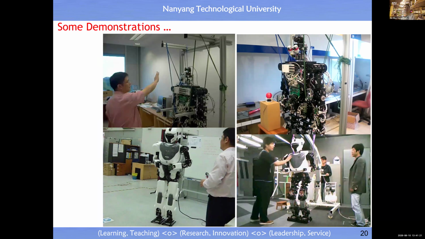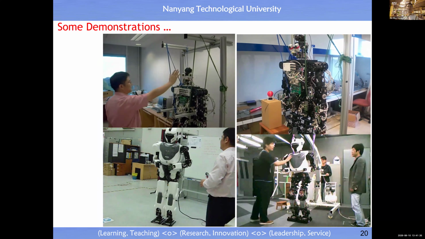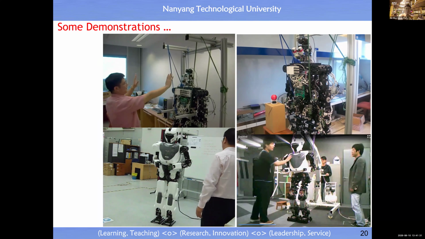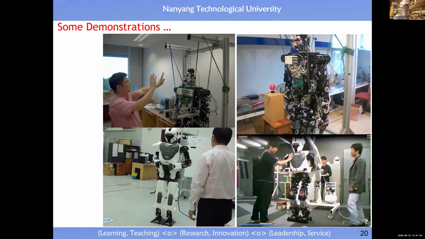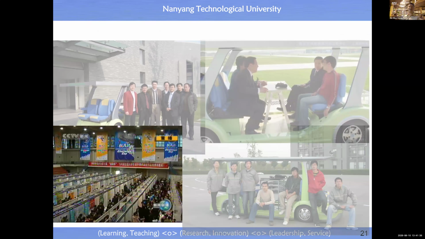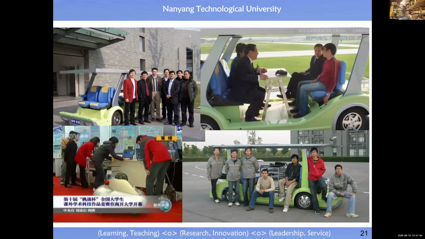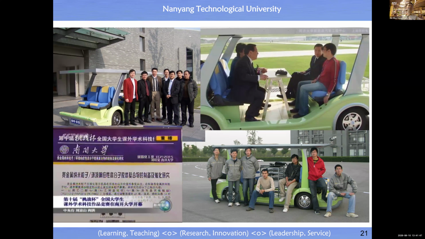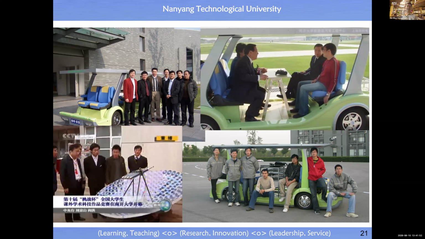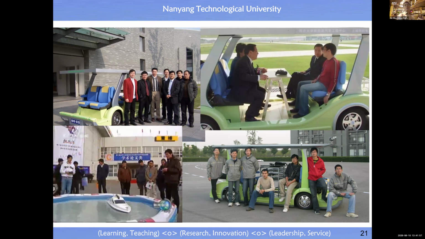Here are some demonstrations of the humanoid prototype that we have developed. Through my website, or on YouTube, you should be able to watch all these videos. In order to save time, I will skip this one. This is also a collaboration project with Fuji University and Fudan University. This is the development of an autonomous lab vehicle, and the Chinese national TV has reported on this project.